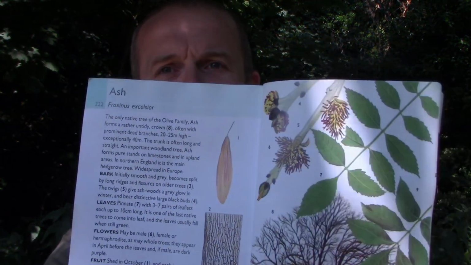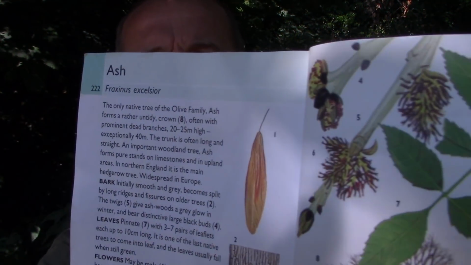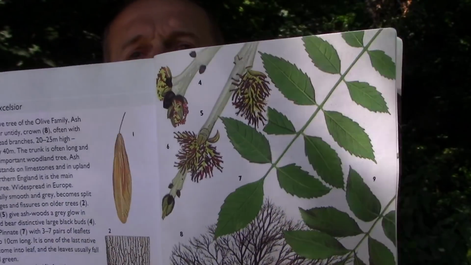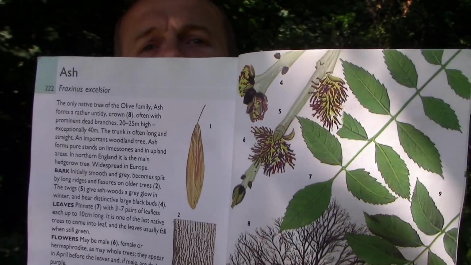I reached down to grab the closest ID book to me, this one, picked it up, and I'm not joking, you're going to think I'm making this up, but it fell open at this page. Now, how spooky is that? It fell open at the page about ash, Fraxinus excelsior. If that works for the rest of today, I'm going to go and put a lottery ticket on for this weekend. Quite spooky.